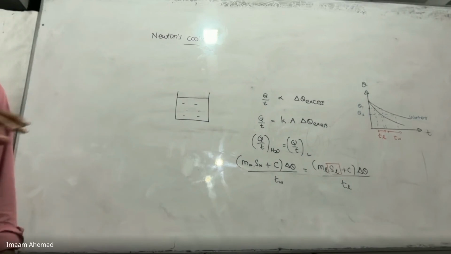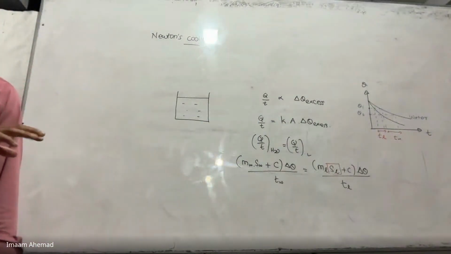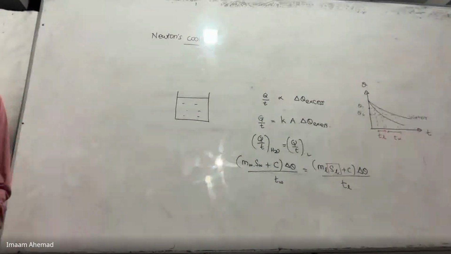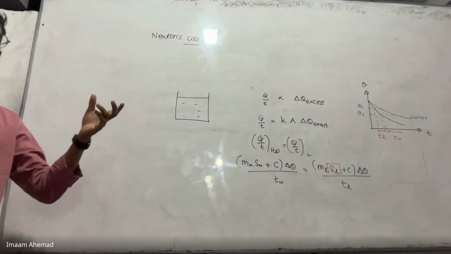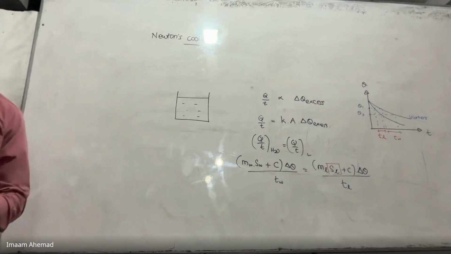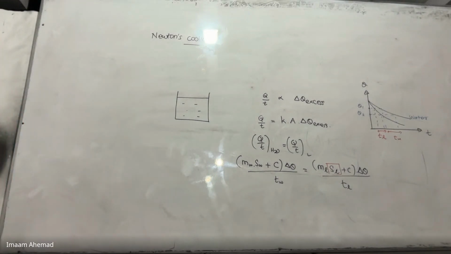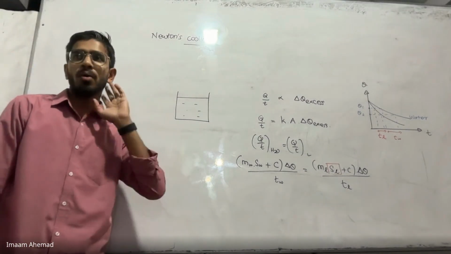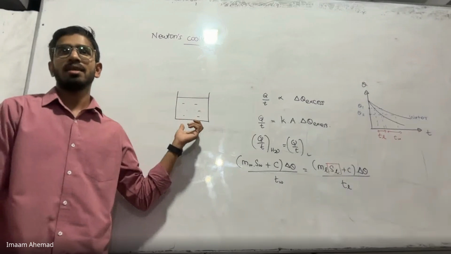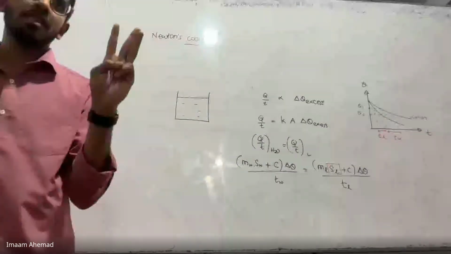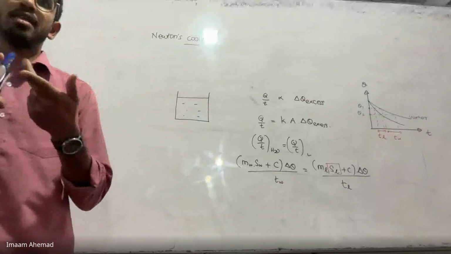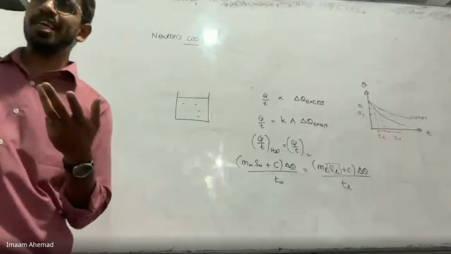Now, this is the overall experiment that you need to know. When we are conducting the experiment and setting up, we have to take a few things into consideration. So let's see what they are. First of all, in Newton's cooling law, how is the energy lost? We have three methods of energy loss: conduction, convection, and radiation.